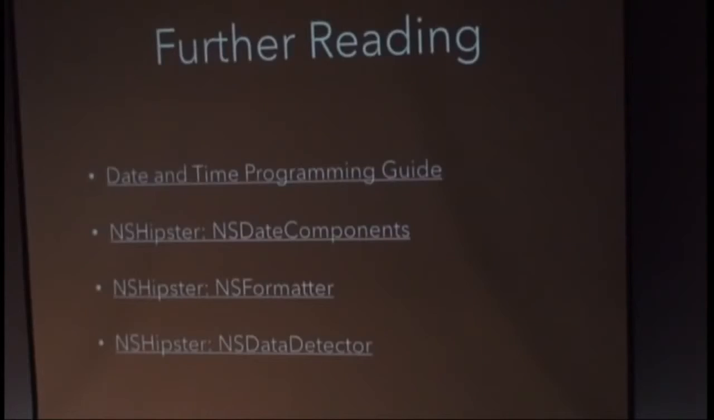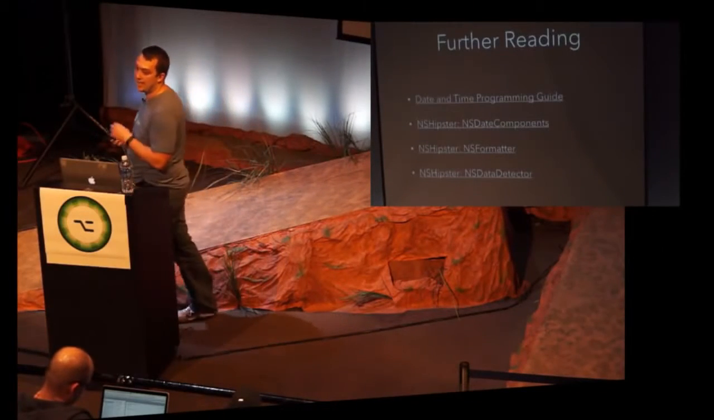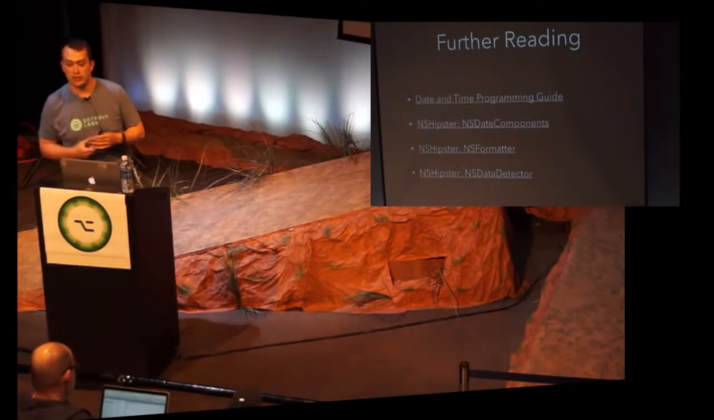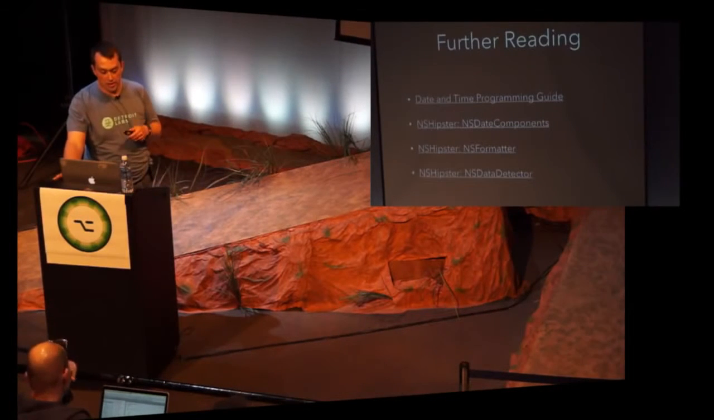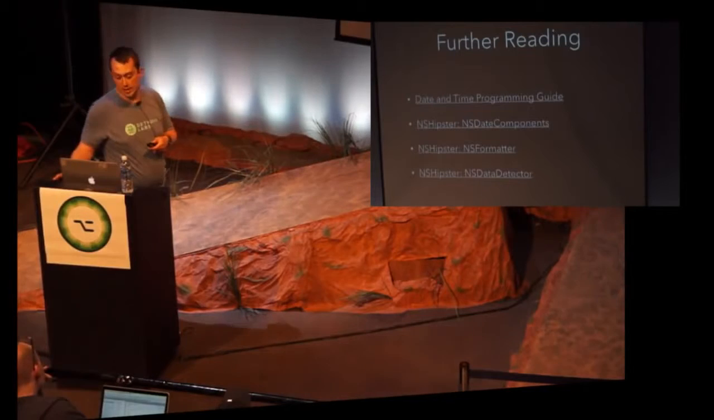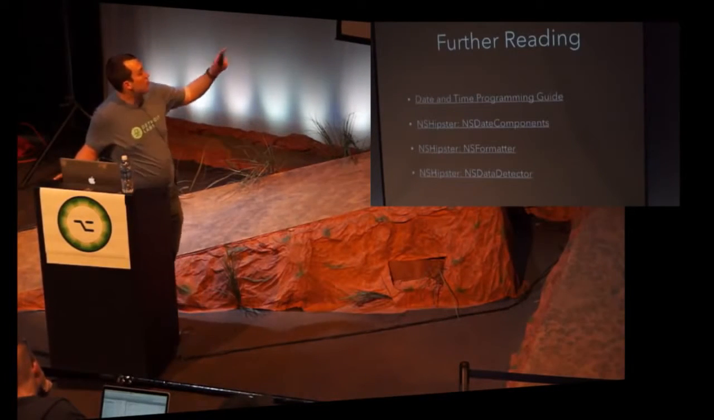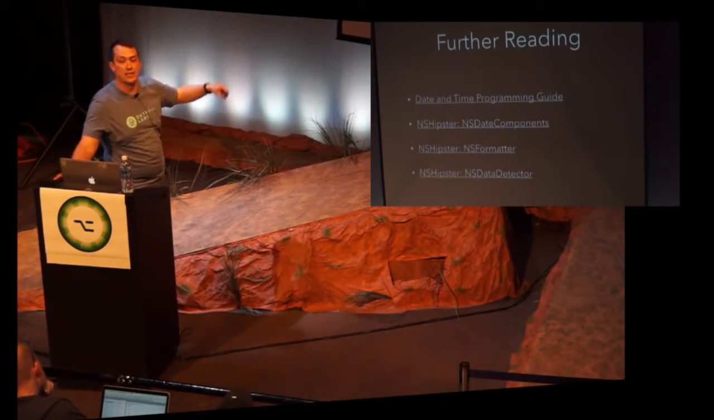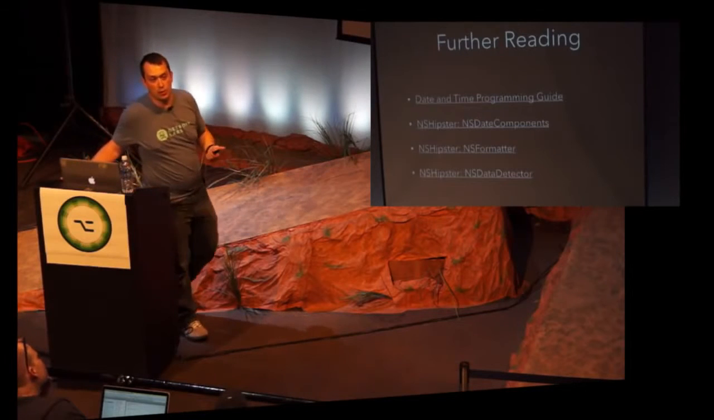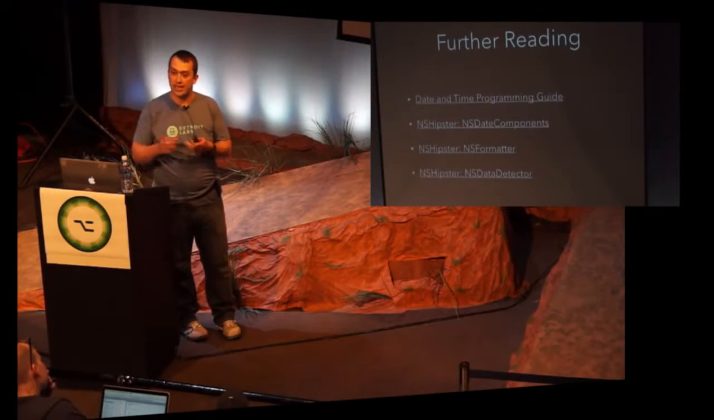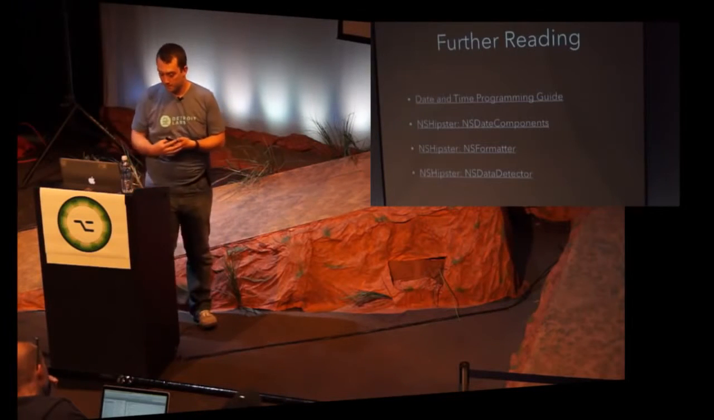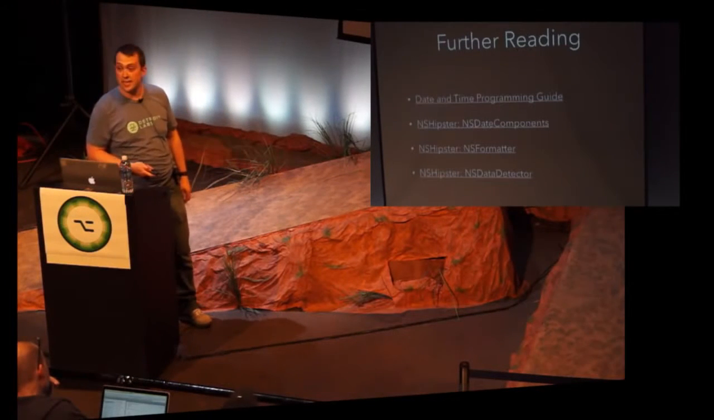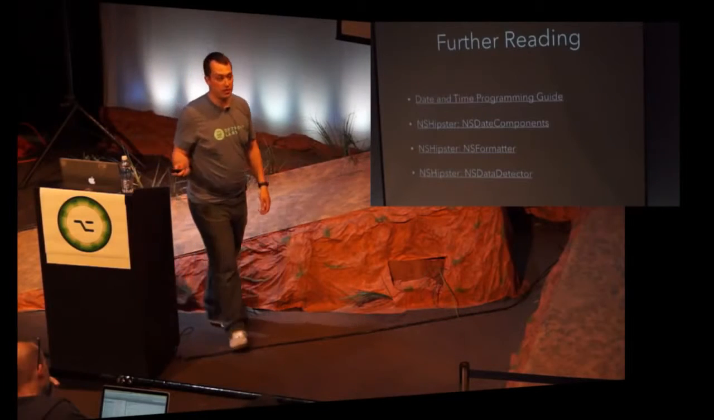So if you want further reading, Apple has a Date and Time Programming Guide that goes through a lot of this stuff and has really good examples. And then there are 3 articles on NSHipster I would recommend: NSDateComponents and Formatter. And then lastly is NSDataDetector, which is how you can do cool things like detect a date in a string and extract it out when it's with a bunch of other text. So that's dates and times in Cocoa. Any questions?